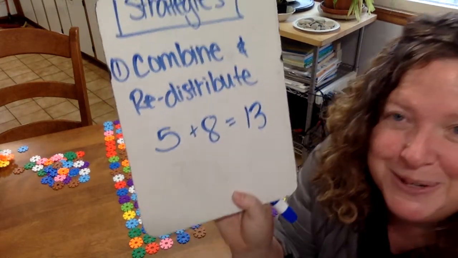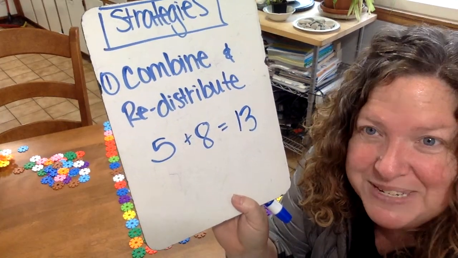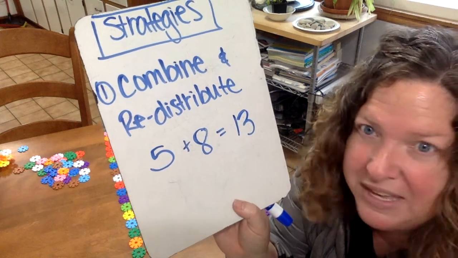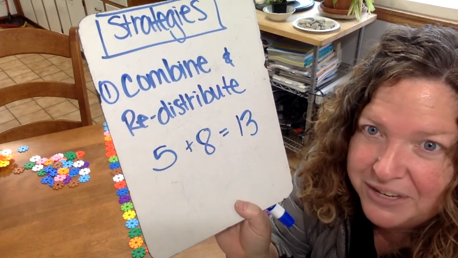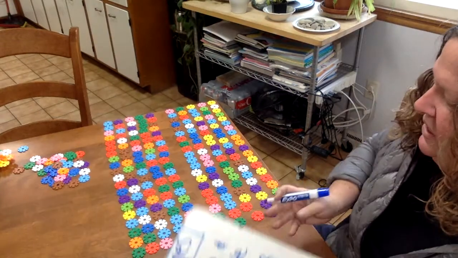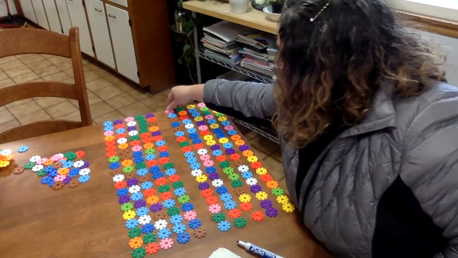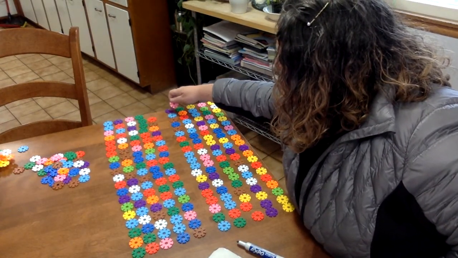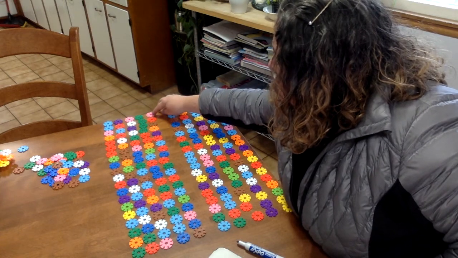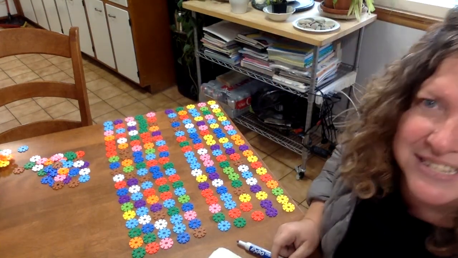Right away, you might be noticing, uh-oh, we're in a hurt. 13 is an odd number. We can't redistribute this evenly, can we? We could do some. We could take this one and flop it over here. Now we have 6 and 7.